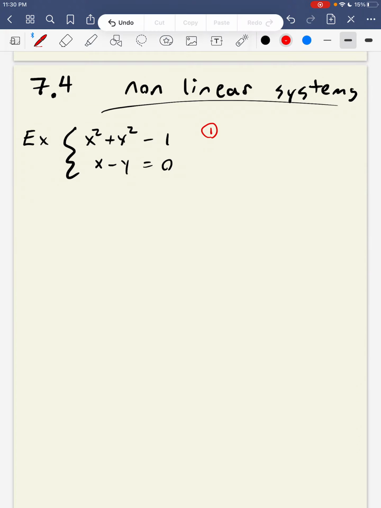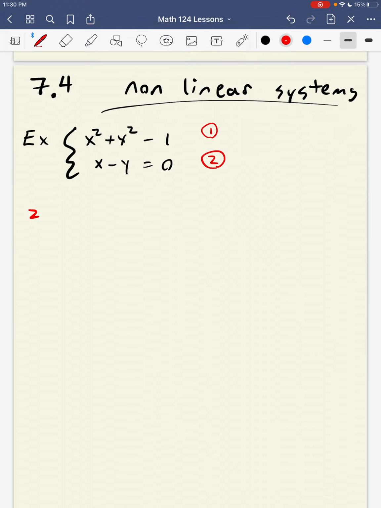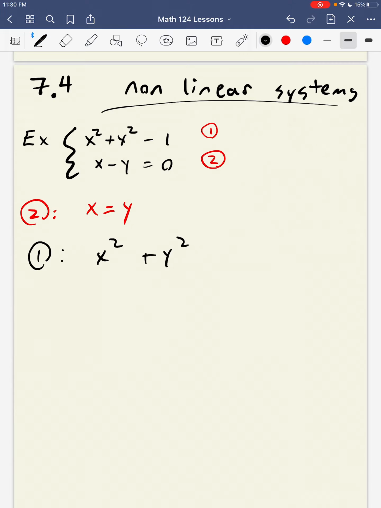If we think of this as equation 1, and that as equation 2, we could rewrite equation 2 as x equals y. Then we could substitute that into equation 1. Let me just write equation 1 real quick: x squared plus y squared, I meant equals 1. And since x equals y, we could just substitute in a y for an x, right?